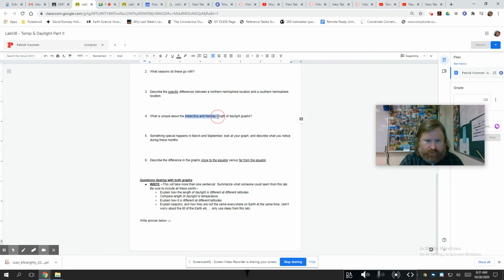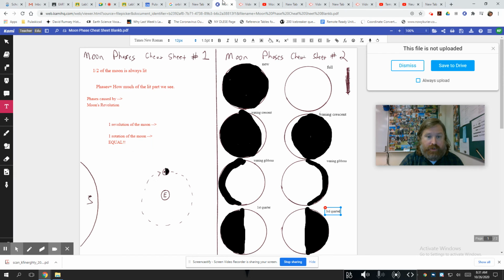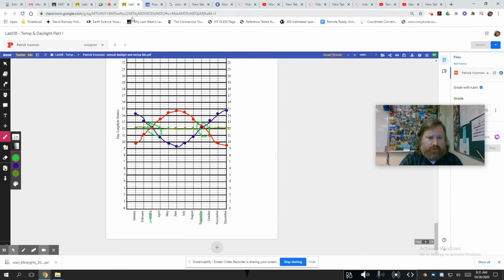Okay, so that's not going to do it for Antarctica and Norway, so I'll have to help you out with that. Antarctica and Norway, what would happen is, that's actually the one I was mentioning, Antarctica would be down here at 0, and then all the way up to 24. They have full daylight, then all the way back down to 0.